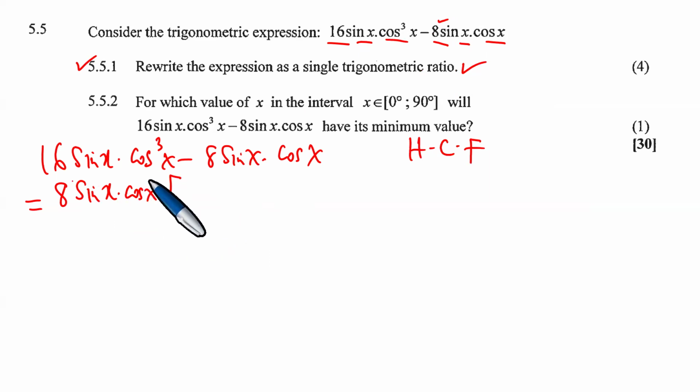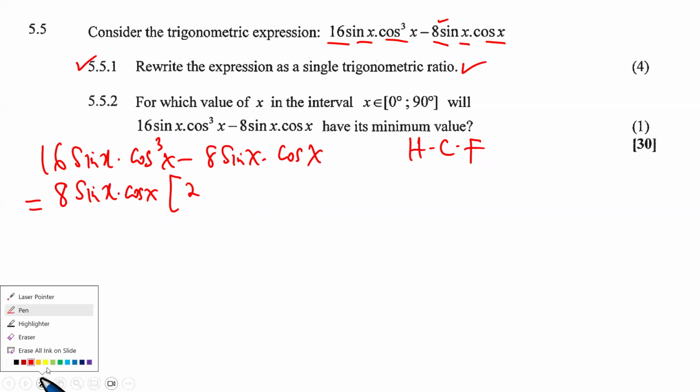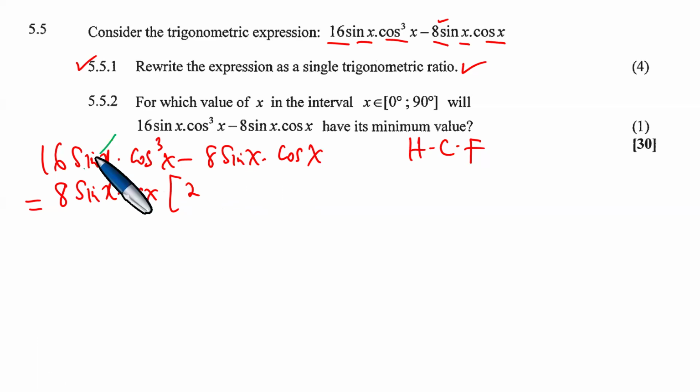Upon careful examination, if you then do division inside the expression, 16 divided by 8 gives us 2. Because the sine has been taken out, you cross it out. The cosine has been taken out, so you cross it out. We take out one cosine, and we're left with 2 cosine squared x, then minus 1.